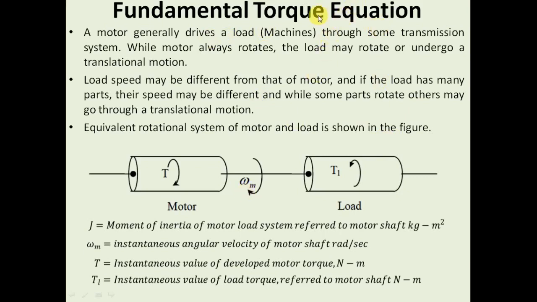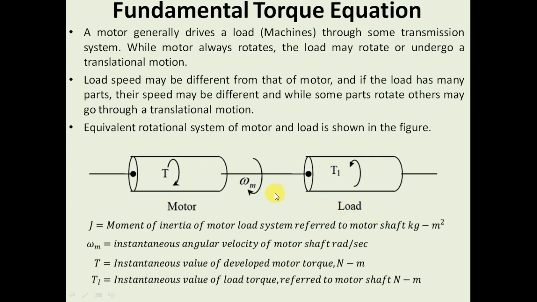In order to obtain the relation for this fundamental torque, we will consider a motor load system as shown in the diagram here. The torque which is developed in the motor is represented as capital T, and the load torque is usually indicated as capital T suffix small l. Here we have considered a rotational system. It's not necessary that the load must always have rotational motion. In certain cases the load might have translational motion. In such cases we will be using a rotational to translational transmission system. So these loads may have either rotational motion or translational motion.